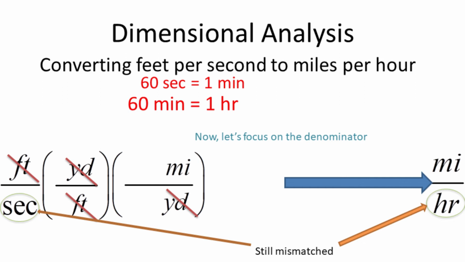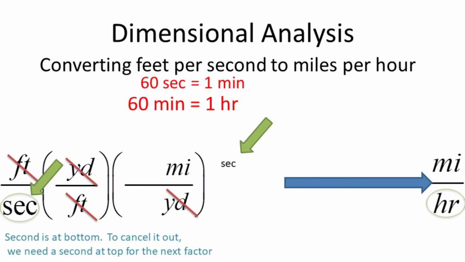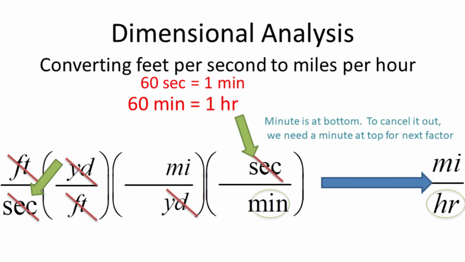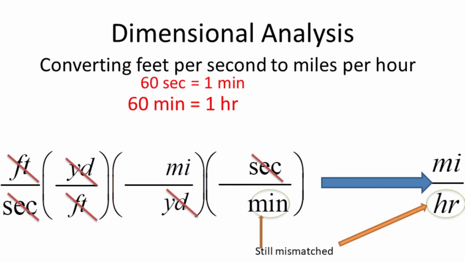Now we need to figure out how to go from second on the bottom here to hour on the bottom. Since second is on the bottom, to cancel it out, we need a second at the top for the next factor. And so that's where we place in the next fraction of second over minute. With that new fraction, the seconds canceled out, and then now what remains on the bottom is the unit minutes, which does not quite match to hour. We still need to work toward hour.